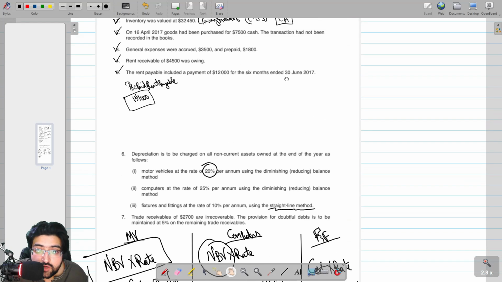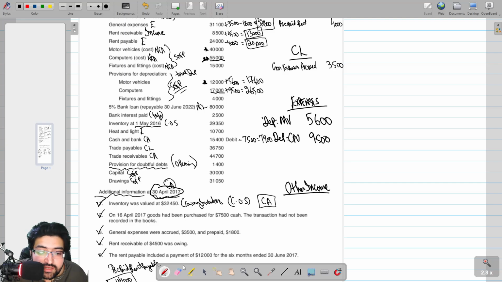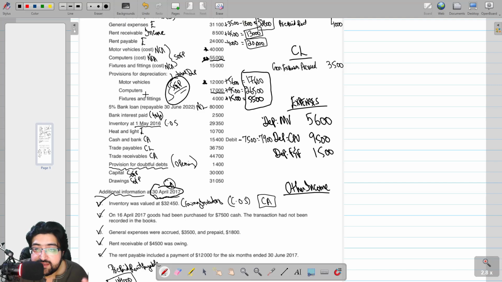Repeat the steps now. Now you should be fast. All you have to do is write down this as an expense, depreciation, fixtures and fittings. The amount was 1,500. And then include this in the depreciations till now to write down the total depreciation of fixtures and fittings after including the current year's depreciation to it. Okay, this is it. These are the new provision values you will use in the SOFP when you're preparing it.